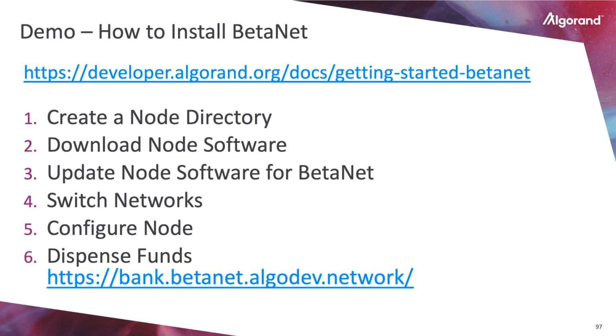We do have a link to the getting started on BetaNet on our doc site. First, we're going to create a node directory. If you haven't already done so, download the node software, and then go ahead and start upgrading it to BetaNet. So we'll show you how to update the node software, switch networks, and configure the node. And then finally, you're able to dispense funds with a new BetaNet dispenser. So let's go ahead and take a look at this.